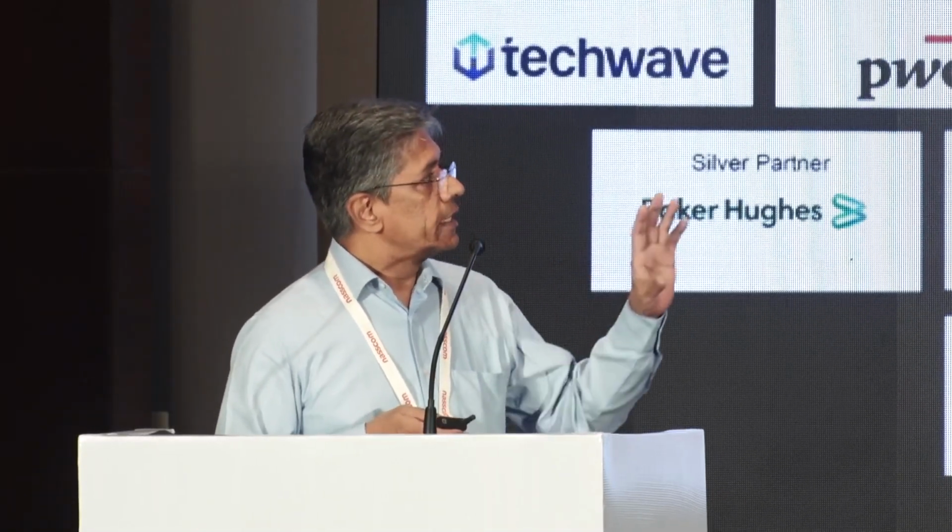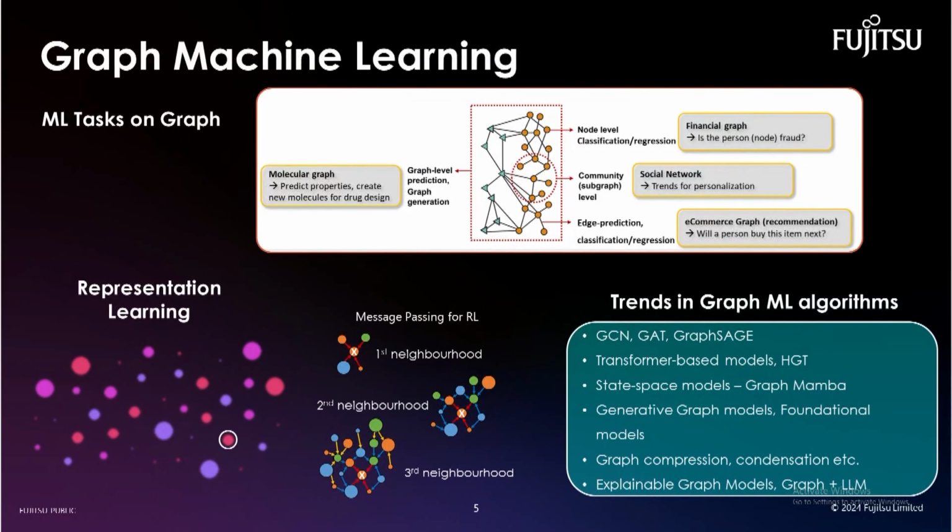Then there are auxiliary technologies which support graph machine learning and graph AI. They are called, for example, graph compression and condensation. The idea is that if you have a very large graph, say a billion node graph, you want to make it much smaller so that you can do a lot of tasks at the same level of accuracy as you would on the large graph. The other topics of interest are explainable graph AI, and also how the graph data itself interacts with a large language model.